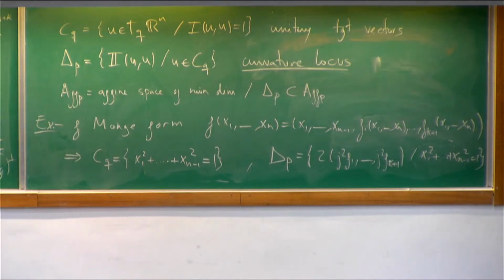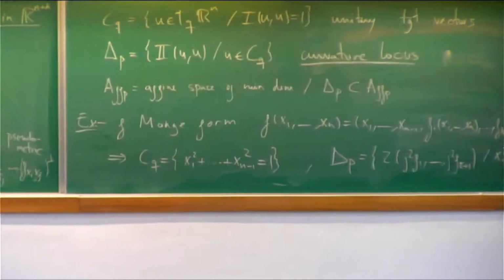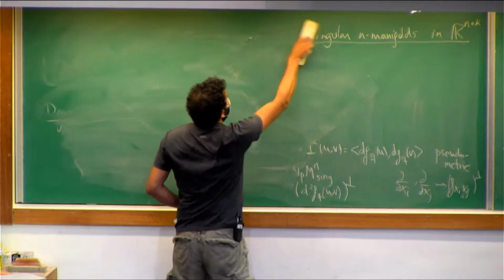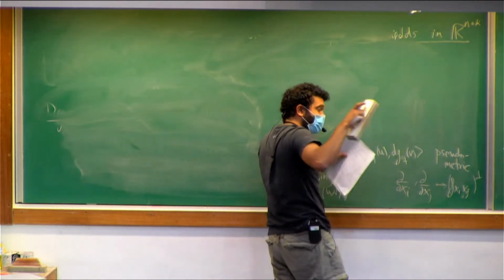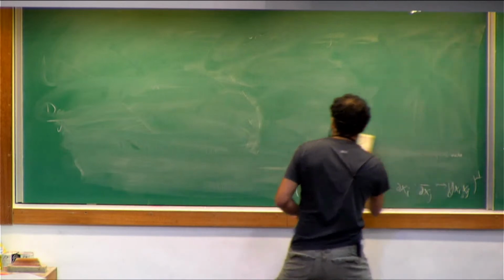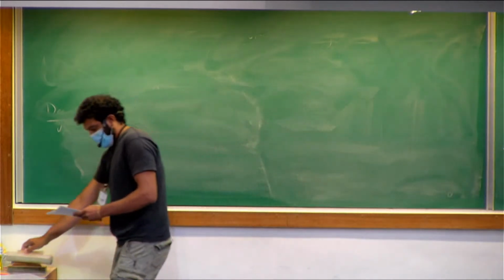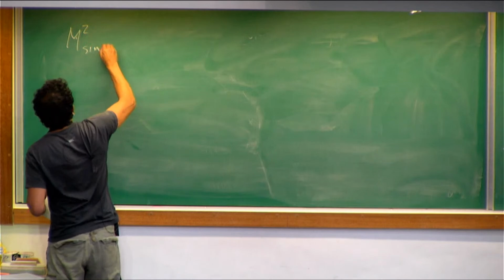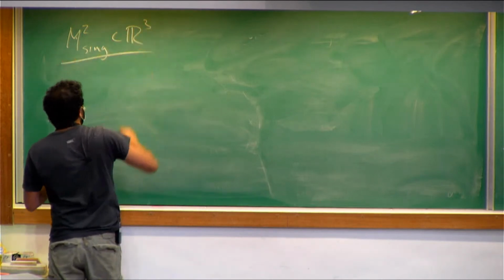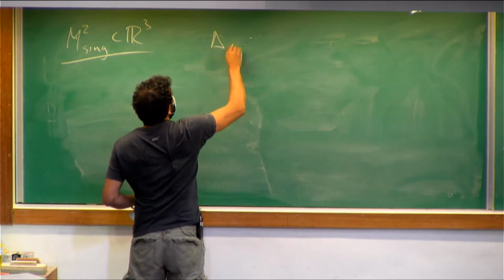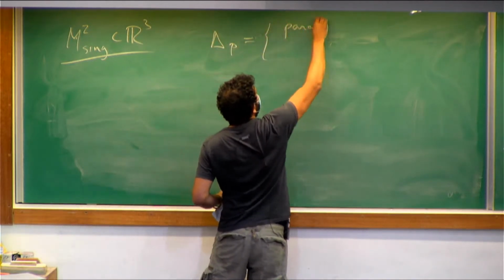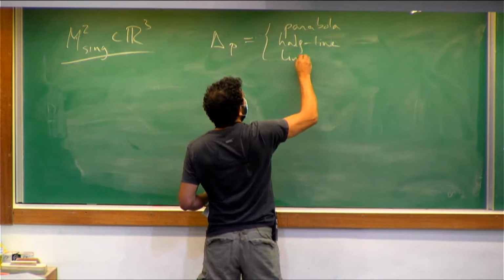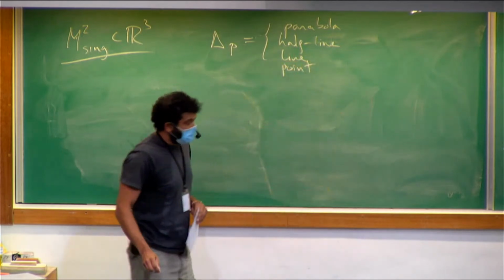Good. So let me give some historical background, but it's not very historical because all this is very recent. I mean, not only my talk, but the historical background is very recent also. So what happens for singular surfaces in R^3? Well, here the curvature locus can be a parabola, a half line, a line, or a point. Okay?